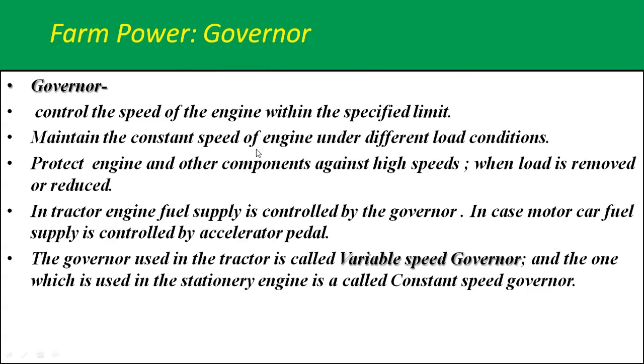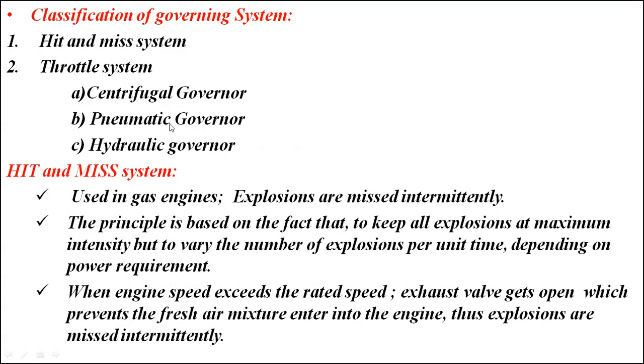Next, what is the governor used in the tractors? A variable speed governor is used in the tractors, whereas in stationary engines the constant speed governor is used, because in stationary engines there is not much need of governing, so we can use the constant speed governor.